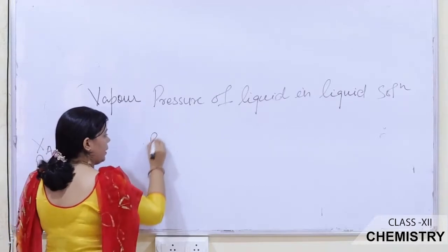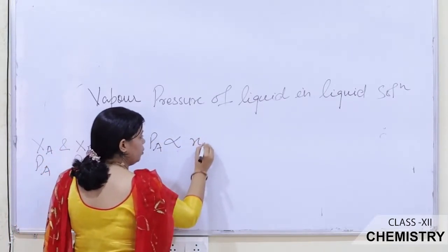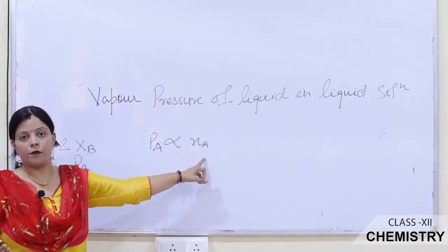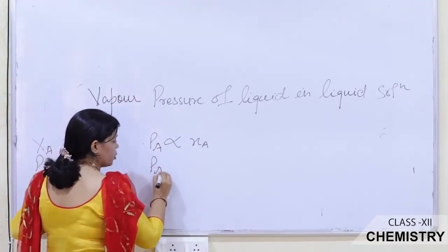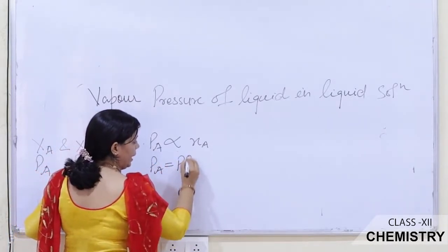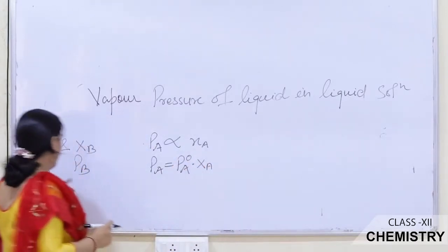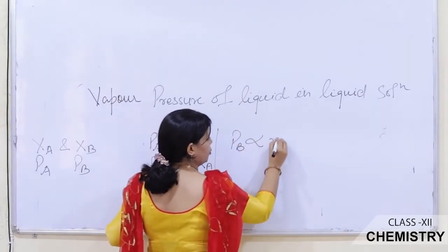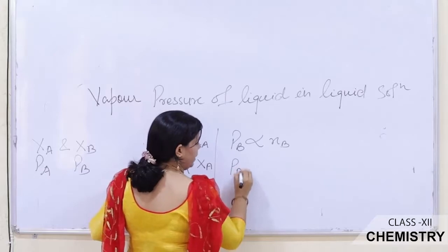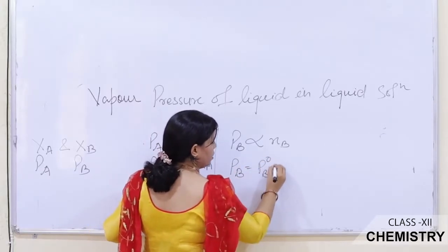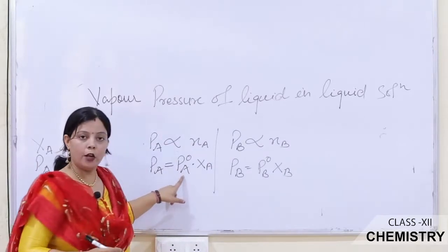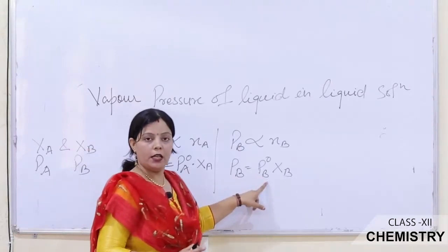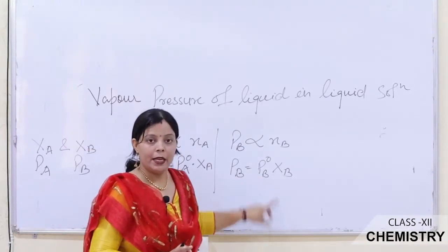Means Pa is directly proportional to the mole fraction. The vapor pressure of component A is directly proportional to the mole fraction of component A. So when we remove the proportionality, Pa is equal to Pa naught Xa. Similarly, for component B it can be written as Pb is directly proportional to Xb, and Pb is equal to Pb naught Xb. Here Pa naught is the vapor pressure of the component in pure state, it is a constant value. Pb naught is the vapor pressure of component B in the pure state.